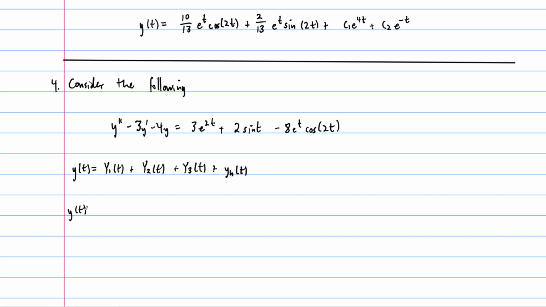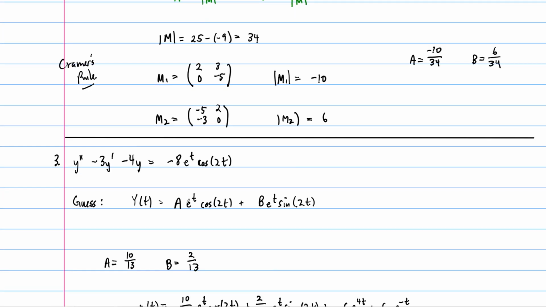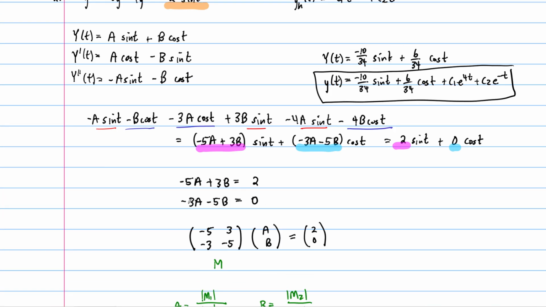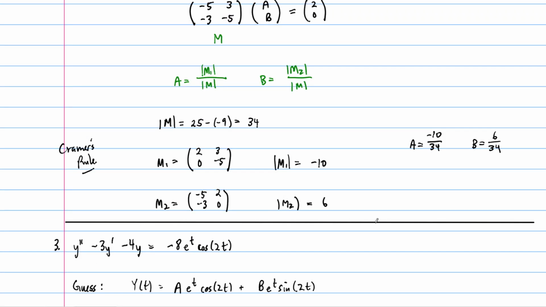And so the total solution here is going to be, let's just go back up, it was negative 1/2 e to the 2t for y1, plus the second one was negative 10 over 34. That was on sine though, because I had these backwards from what we did on the next one. So negative 10 over 34 times sine of t plus 6/34 cosine of t. Just make sure, but that was right, 6/34.